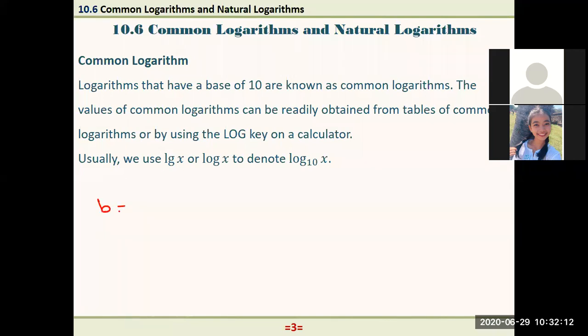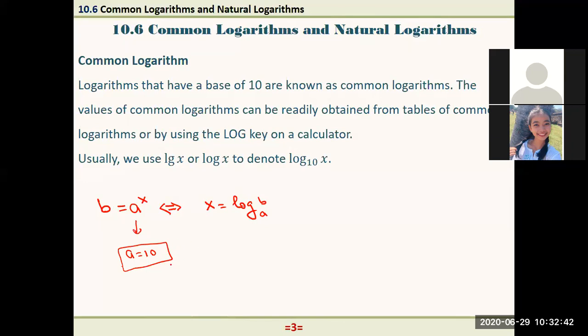b is equal to a to the power x, right? And when we convert this into logarithmic form, here we have x is equal to the logarithm of b to the base a. But now we are going to talk about a special logarithm when this base is equal to 10. That is commonly used when we are evaluating logarithms.